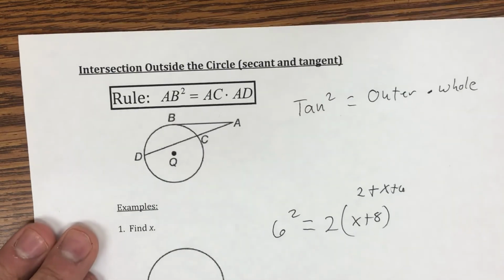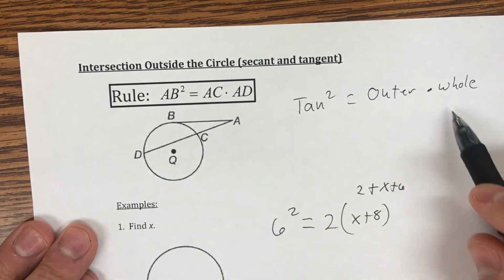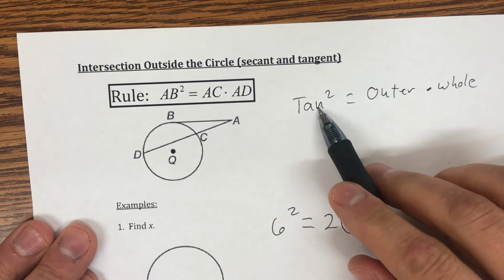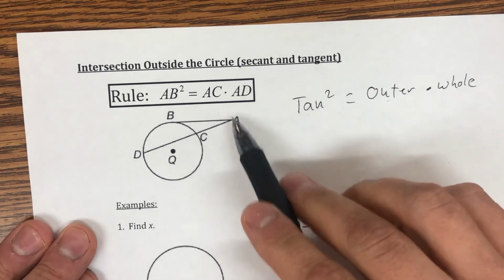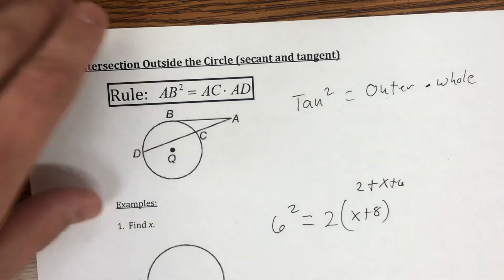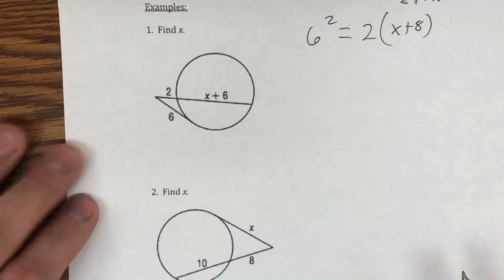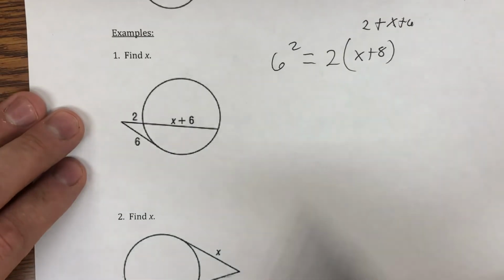Okay, I just want to backtrack here real quick. I wasn't sure if I showed my formula real well. The tangent squared is equal to the outer, AC, times the whole, A to D. Okay? I wasn't sure if I had that on the screen. So, backtracking to finishing up our problem.